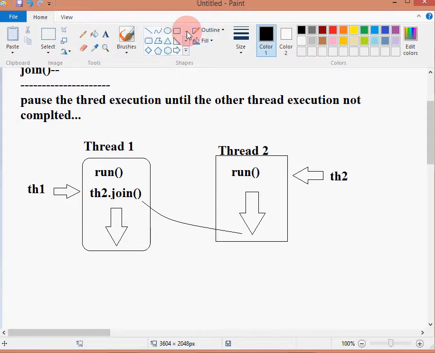I think you understand what it actually means. If you have thread one and thread two, and in thread one you write thread two dot join, then until thread two is complete, it doesn't allow thread one to execute. Okay, this is called the thread join method.